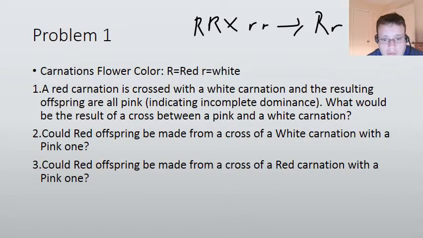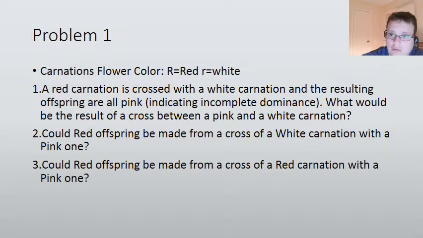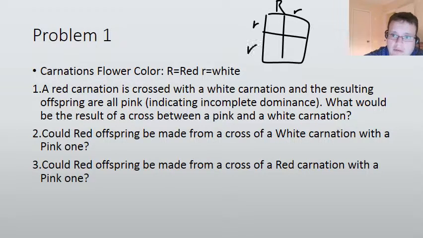So what would be the result of a cross between a pink and a white carnation? Let's do this one real quick. So we have a pink, so let me just set up my Punnett square here. We have a pink, and then we have a white. So we know that this is going to be pink, this will be white, this will be pink, and this will be white. So we would come out with a 2 to 2, right? So we would come out with 2 pink to 2 white carnations.